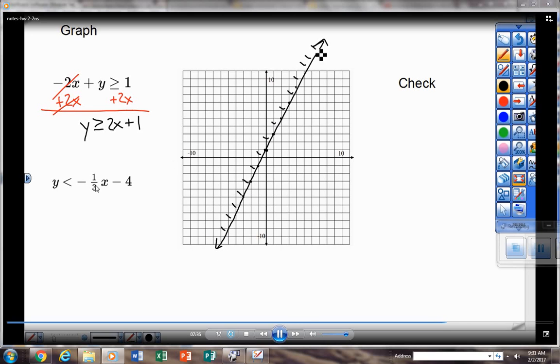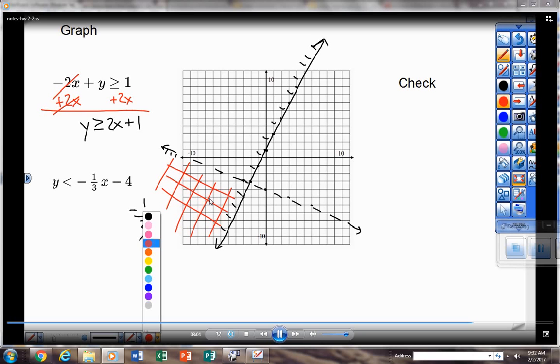Solid line, more than, will be shaded just a little bit above. Now the next one, negative 4 is my y-intercept, so right here. Negative 1 over 3 is my rate of change or my slope, so over 3 down 1, over 3 down 1. Be able to go both directions. That will be a dotted line that is shaded below. Where the intersection is right here in this quadrant.